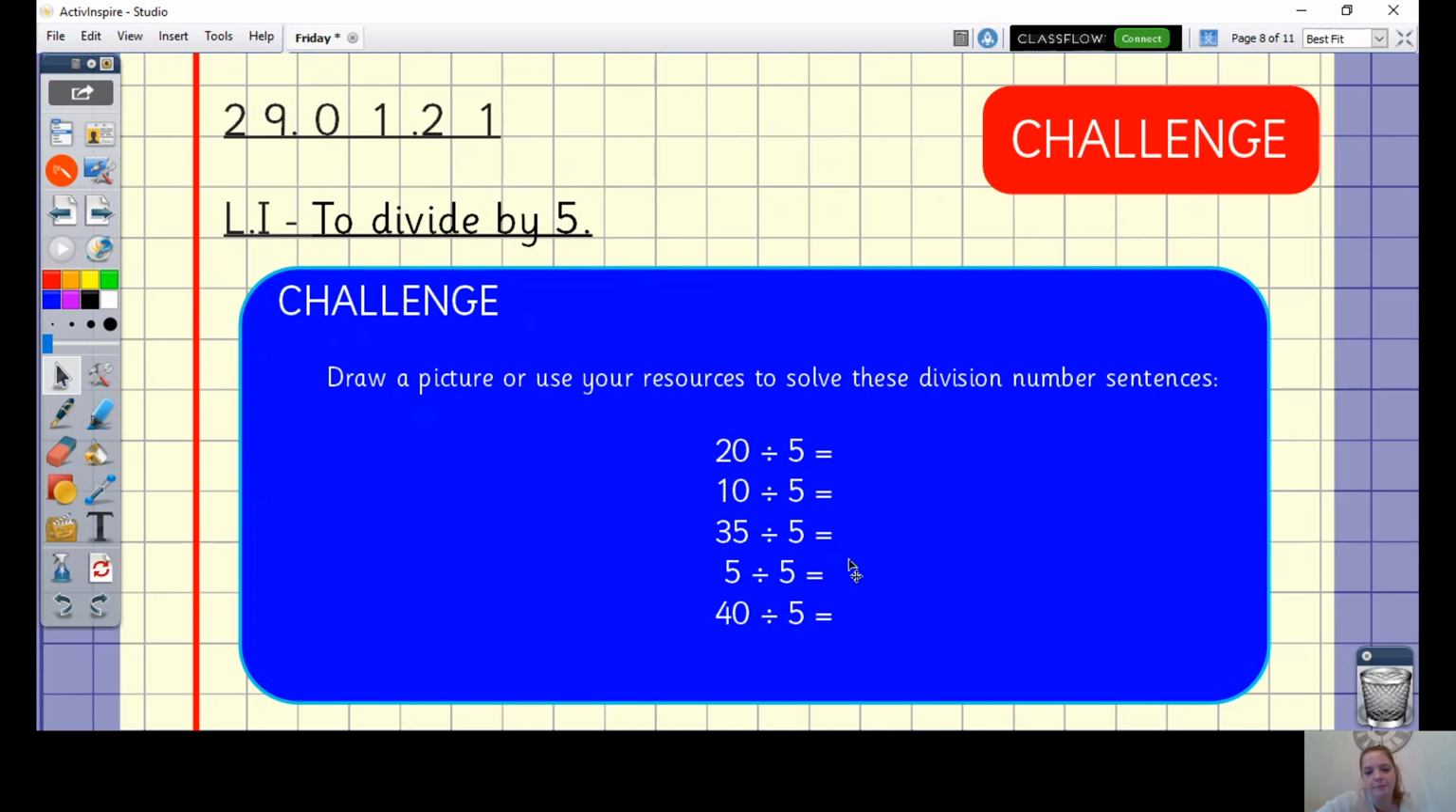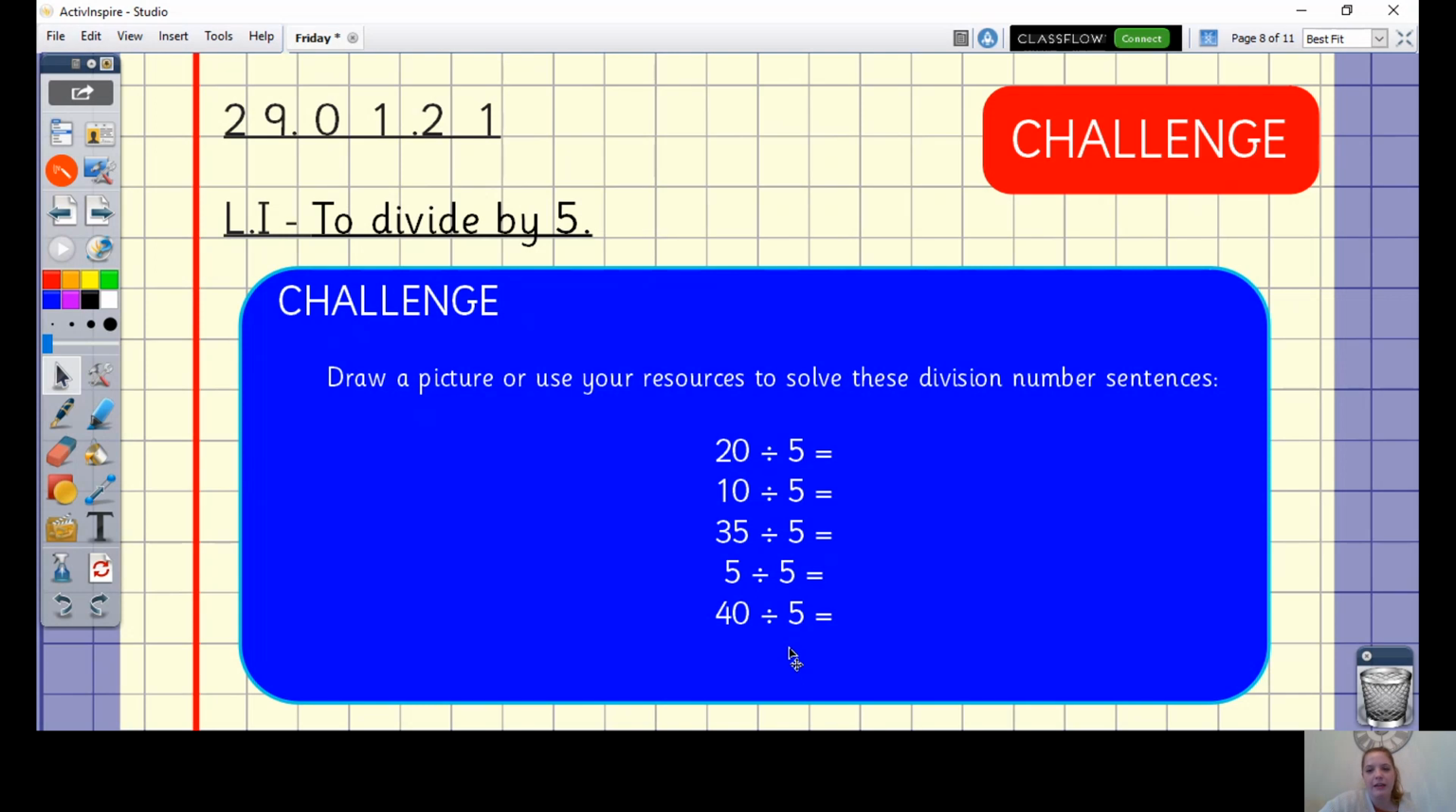So for each one of those, remember it's up to you whether you want to use the strategy of sharing or grouping. Whether you want to share between 5 people or between those 5 sharing circles, or whether you want to group them in groups of 5, so 5 in each group. That's your choice. I'd like you to complete each of those division number sentences for me.